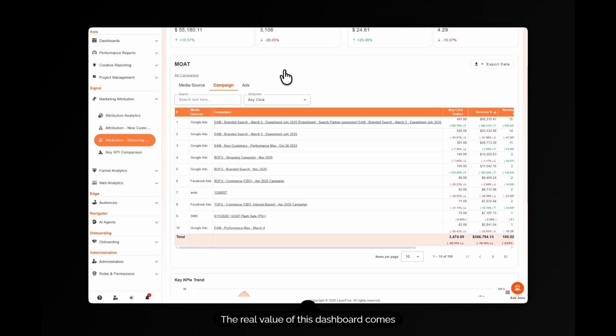The real value of this dashboard comes from putting it next to attribution, new customer. A channel with high revenue here, but almost none on the new side is a retention channel. Judge it on retention numbers, not acquisition ones. A channel that's almost entirely new customers is your growth engine, and that's the one to protect when budgets get tight.